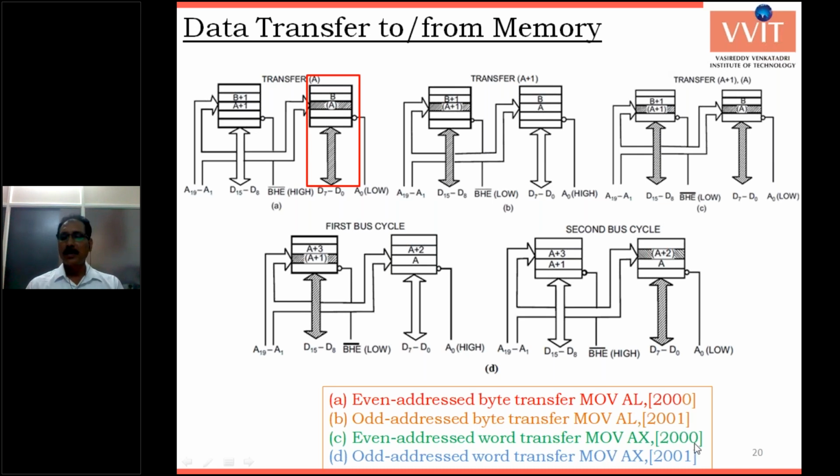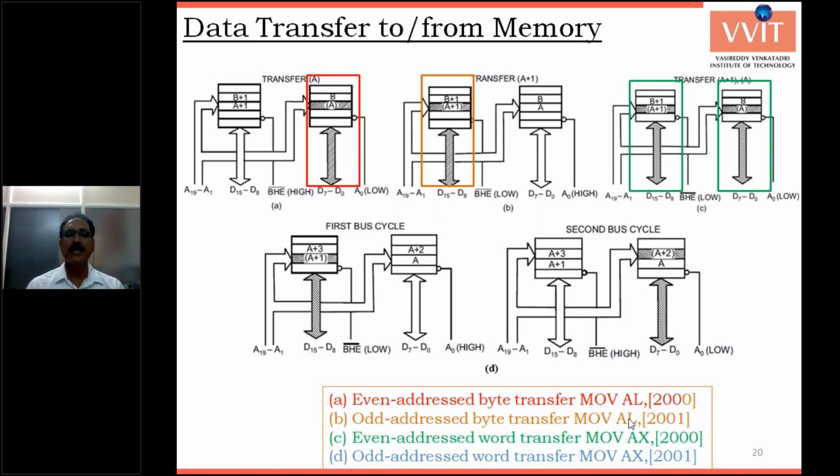Or you are referring to an odd address byte, for example MOV AL, [2001]. The base address is the same. The offset address previously was 2000, and now it is 2001. Assume the previous address is A, which is 2000, and A plus 1 is 2001. Now the 2001 location is enabled, indicated by the shaded line. This A plus 1 content is transferred to D8 to D15.